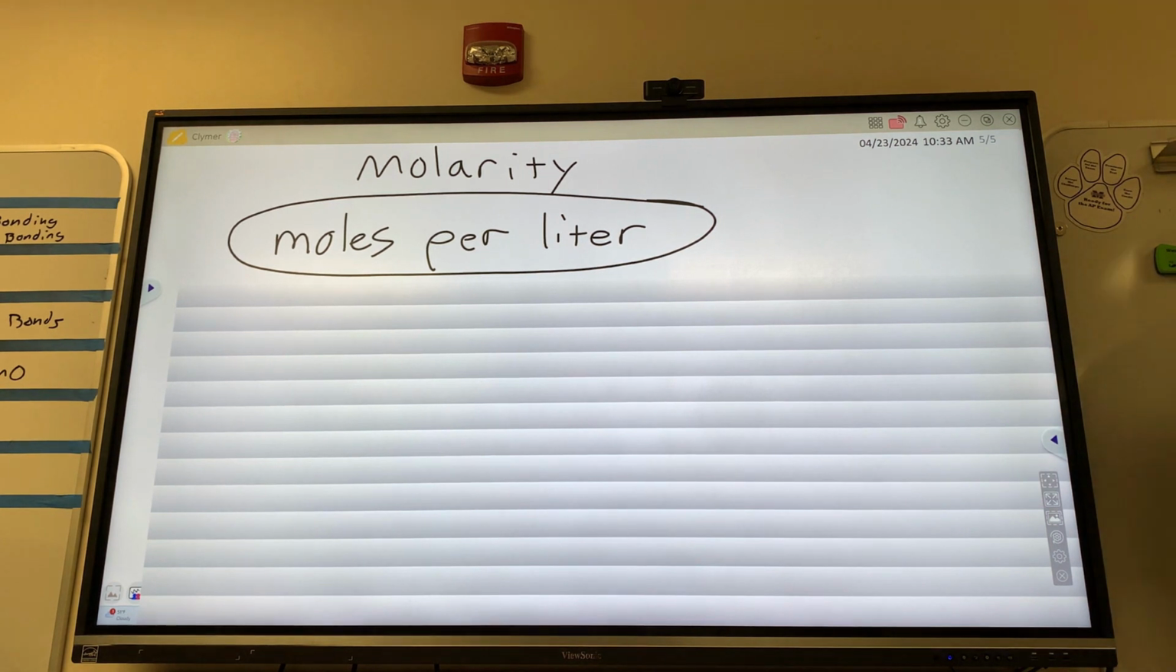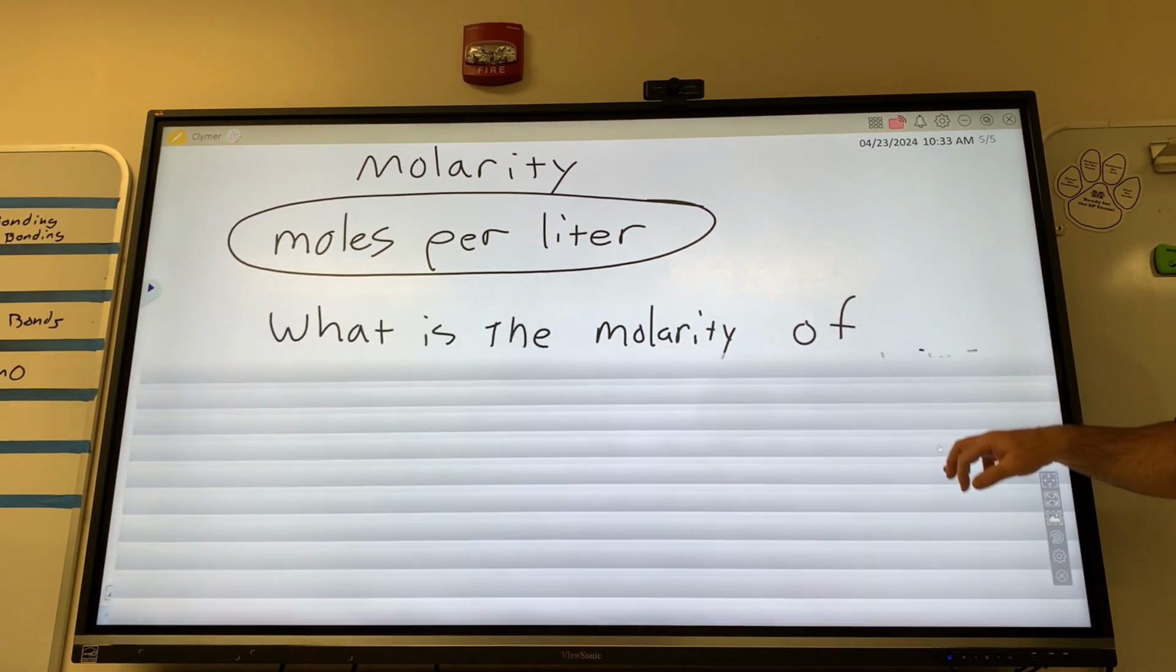Now again, here is the specter of moles being used to define something. And we all in this room know how to calculate moles of something. And liters is just the measurement of volume. So we're going to do a little exercise today.